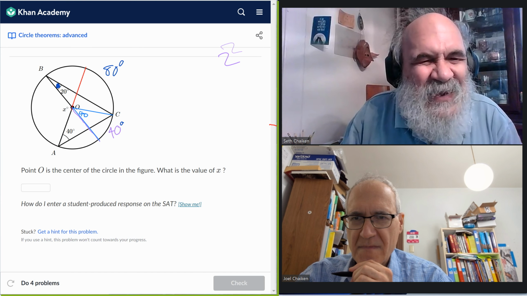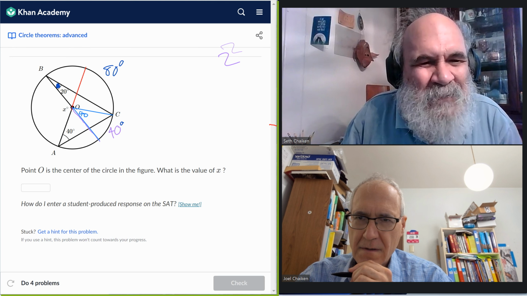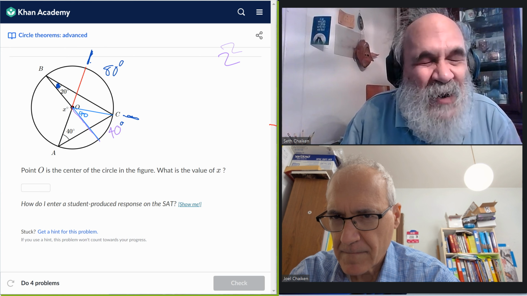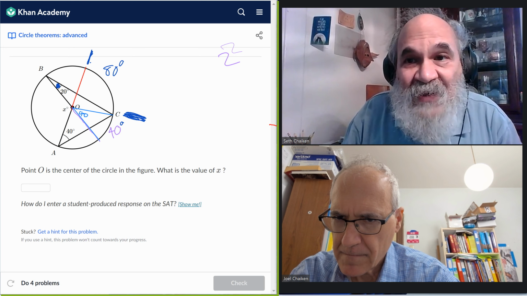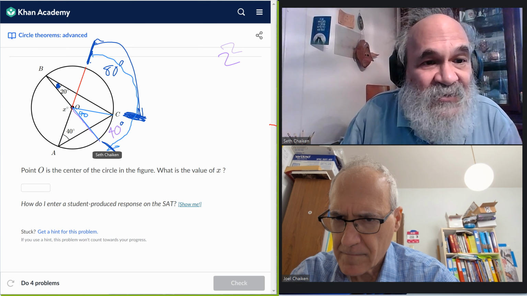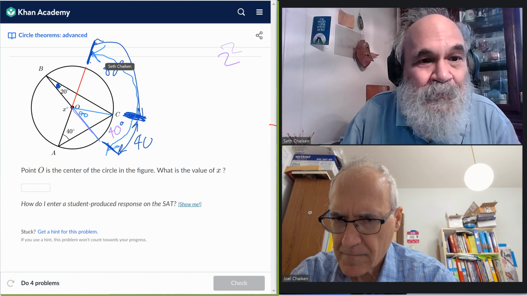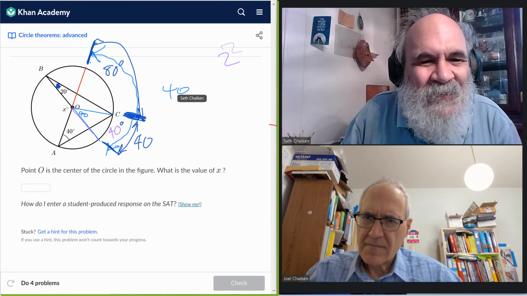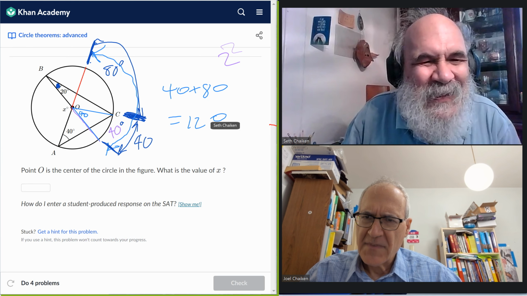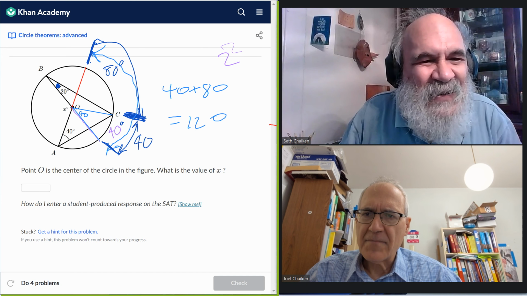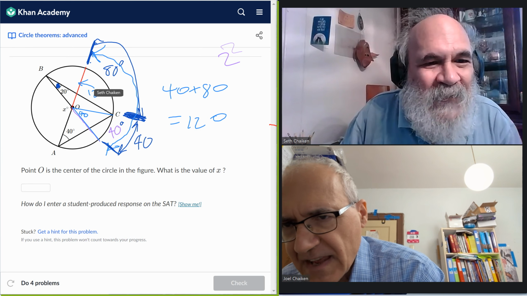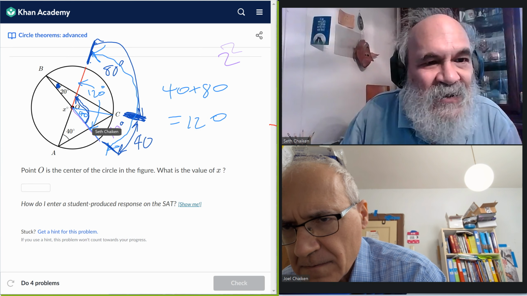But the insight of drawing the two red lines is that what's helpful is the angle going around here, which is 40 plus 80. So that's 120. And so this angle here is 120.